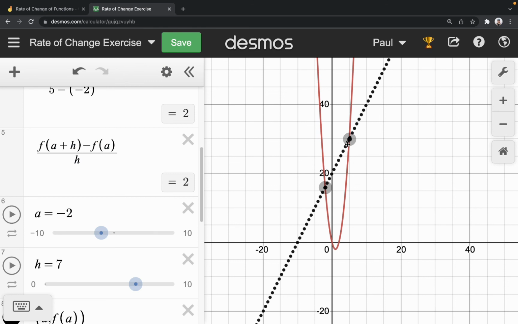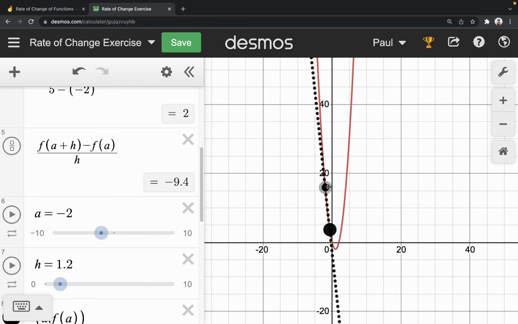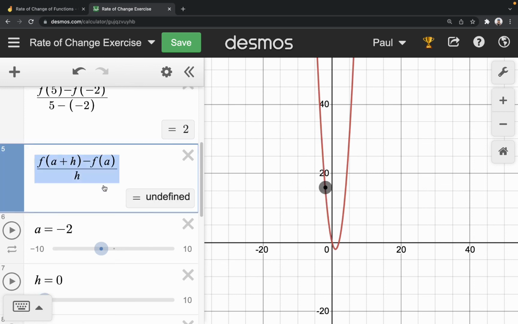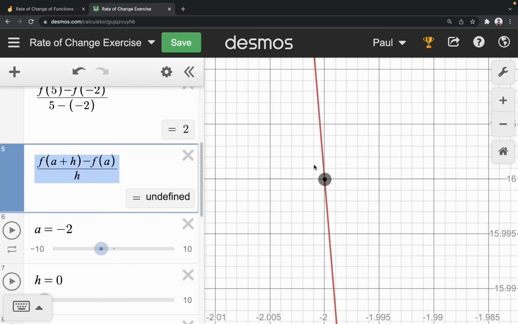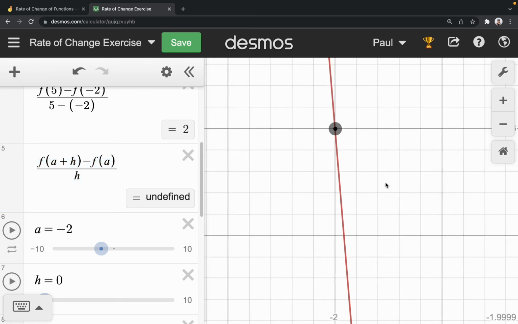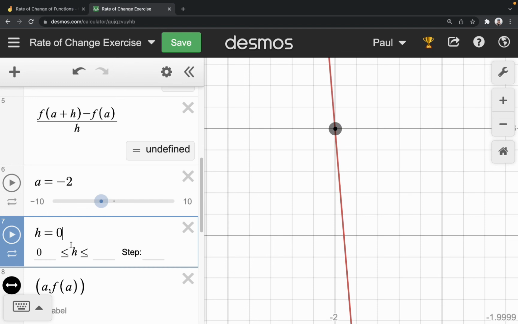Let's say we wanted to find the slope at this specific point. So basically we want to shrink h down as small as we can. Well, if I make h 0, it's undefined. I can't divide by 0. But what I can do is get very, very close. So I'm zooming in and in and in. And now let's set that h at a tiny, tiny value.